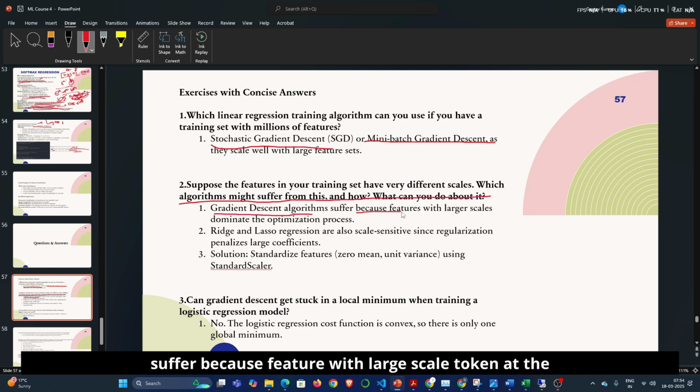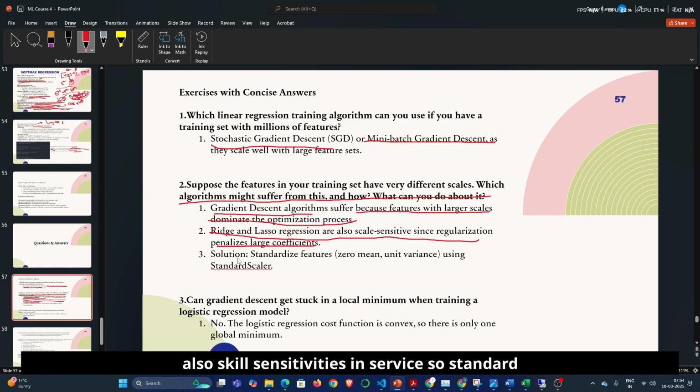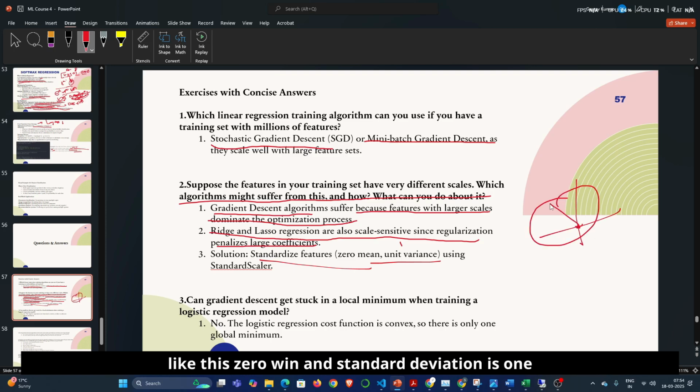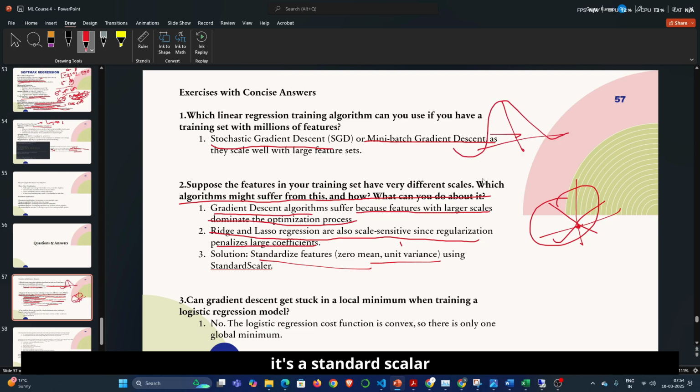Gradient descent based algorithms suffer because features with large scale dominate the optimization process, right? And also scale-sensitive regularization penalties. So standardize the features to zero mean and unit variance, which means the standard deviation is one and the mean is zero. Like this, mean zero and standard deviation one, using StandardScaler.